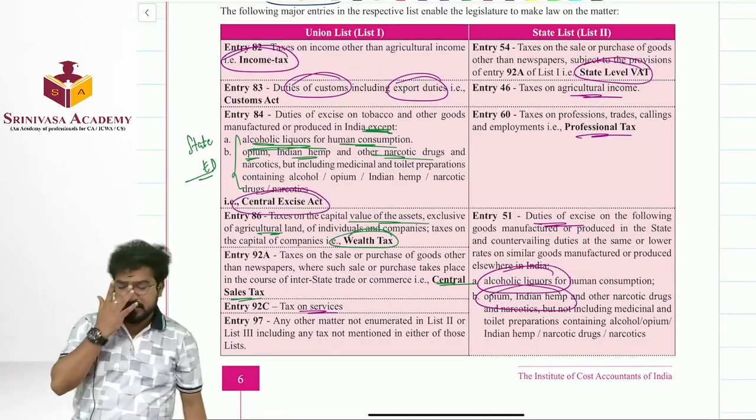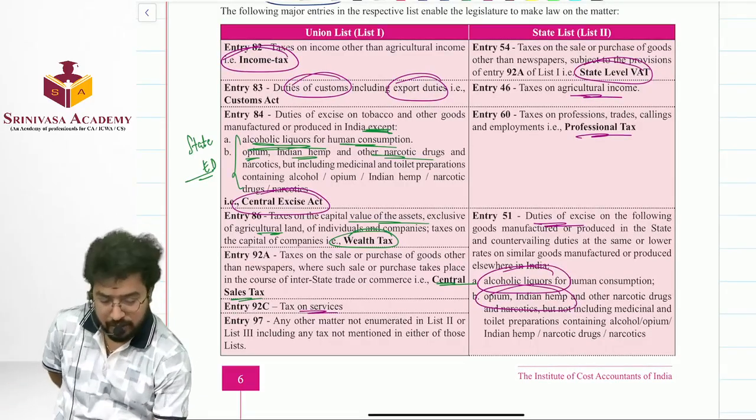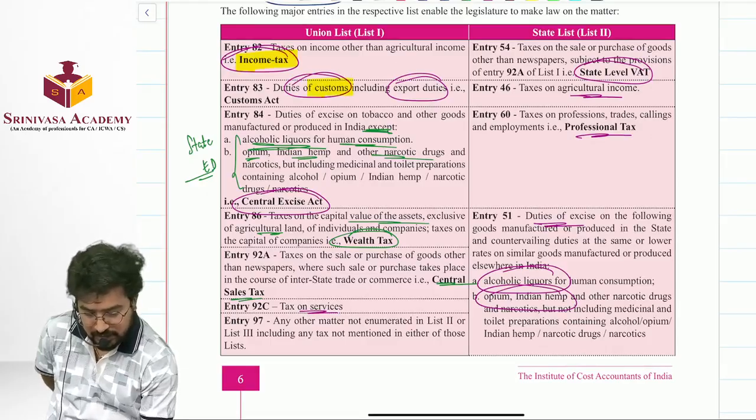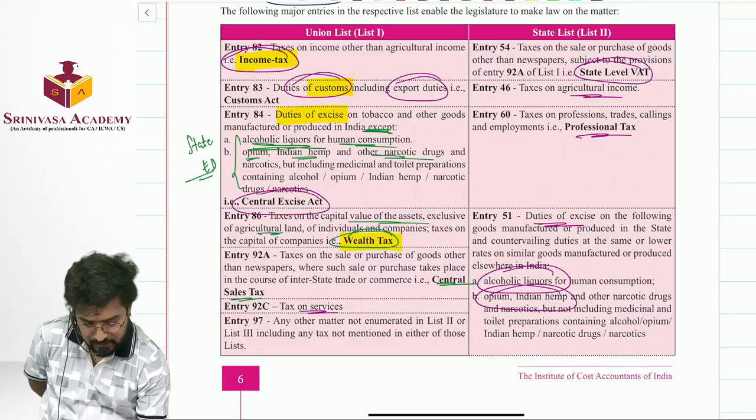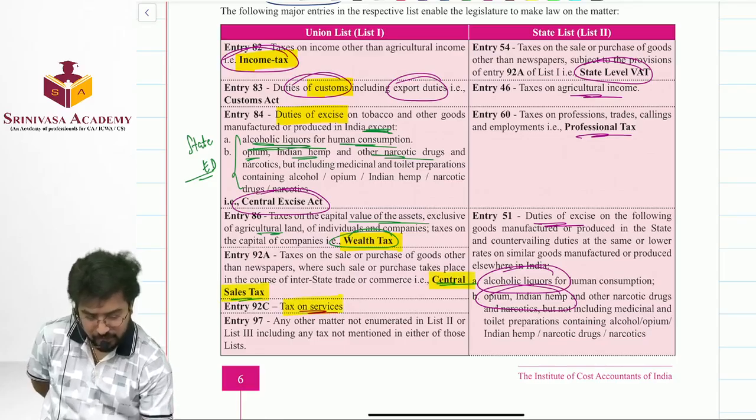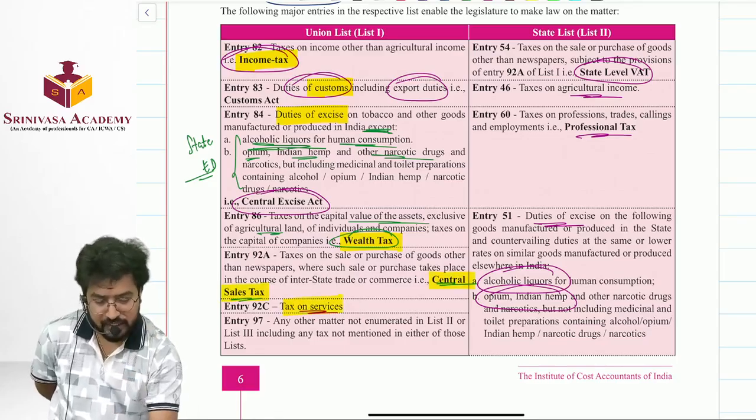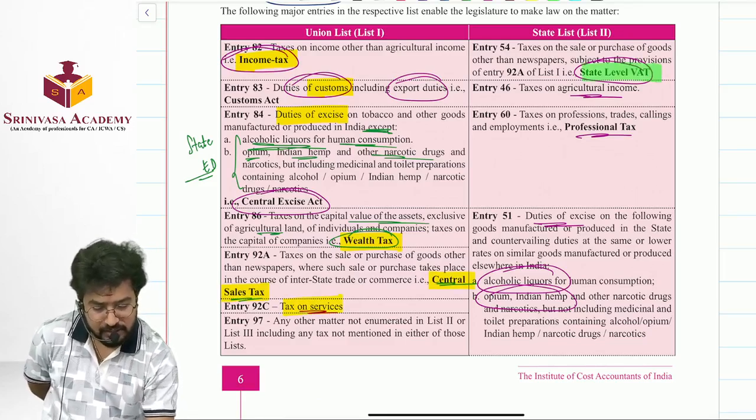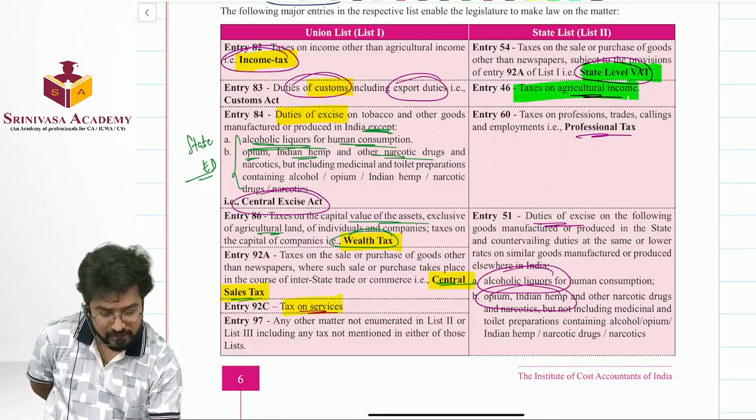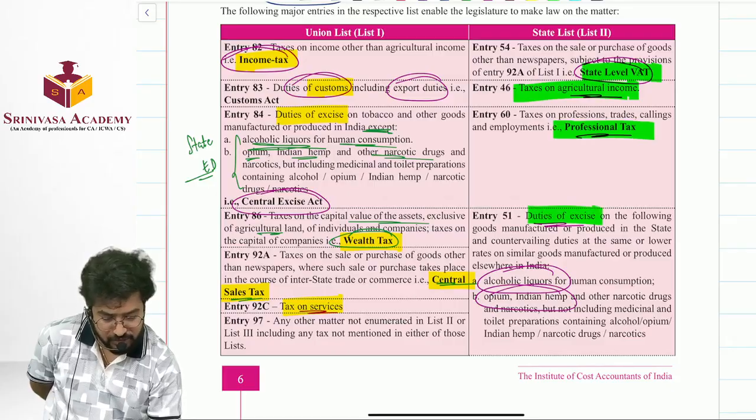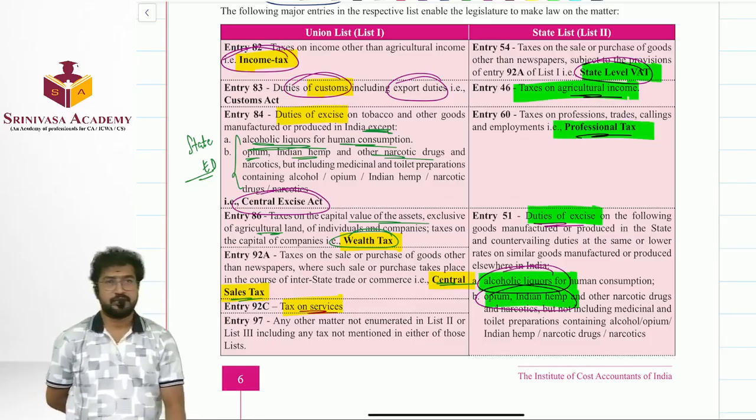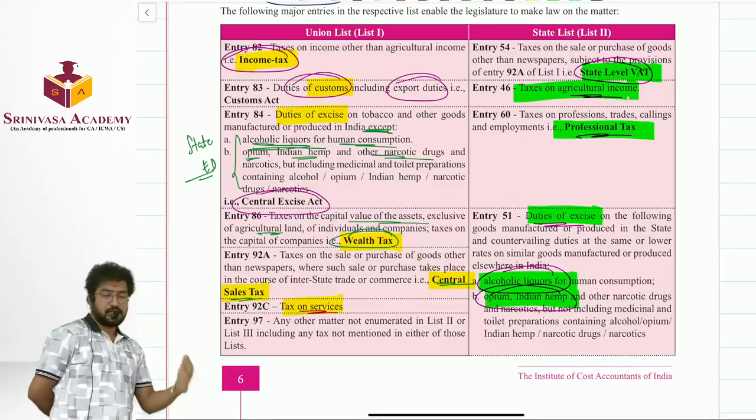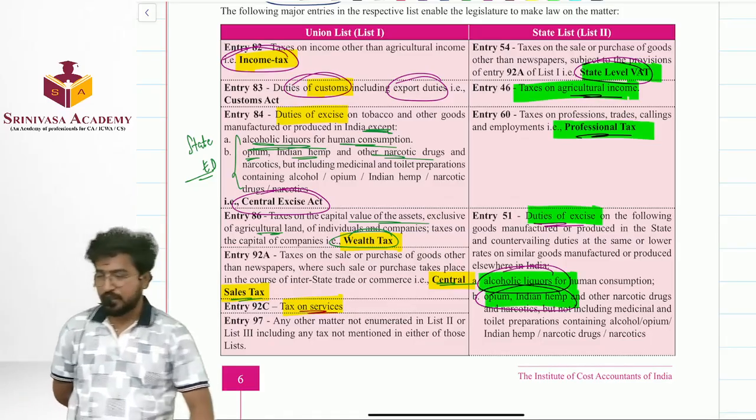Just remember these item names. Income tax, customs, excise duty, next wealth tax, central sales tax, tax on services, or union list items. Next, state level VAT, tax on agriculture income, professional tax, excise duty on alcoholic liquor and opium, Indian hemp. These are state list items. List 2 items can be tested as MCQ questions. Be careful. Shall we move on?